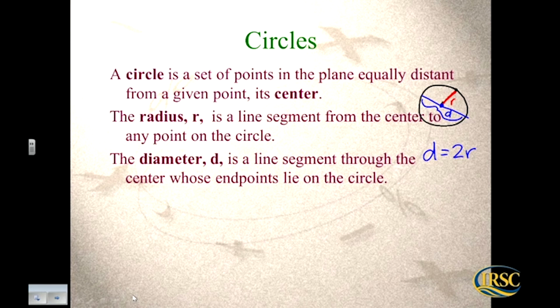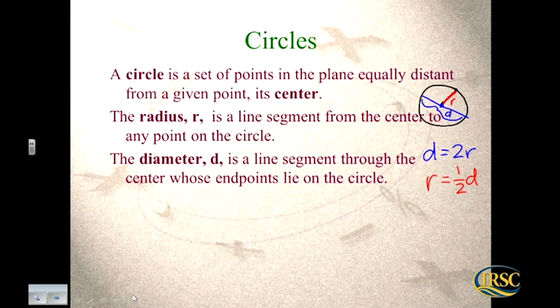In the same respect, how can we compare the radius to the diameter? Instead of the diameter being 2 times the radius, we can also say that the radius is half the diameter. Okay, so however you need to look at it, if you're given the diameter and you need to find the radius, then just take half of it to go back to your radius.